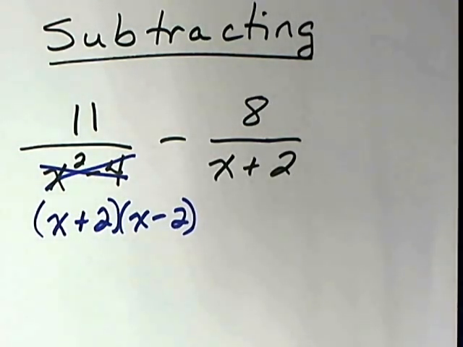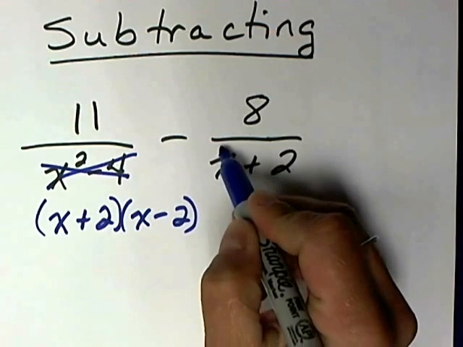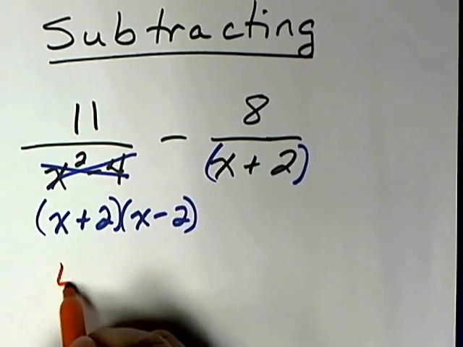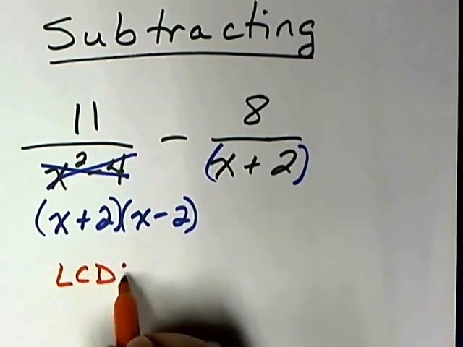Then I look to my second denominator. Oh, that's just an x plus 2. I can't do anything with that. But once again, I want to put parentheses around it to remind myself that that entire entity is one of my factors. And I have to look at it as a whole quantity. Now I go off to the side. I say, okay, what is my LCD?